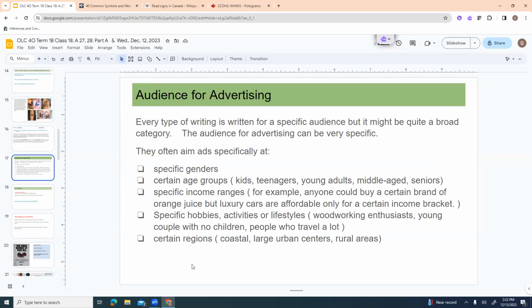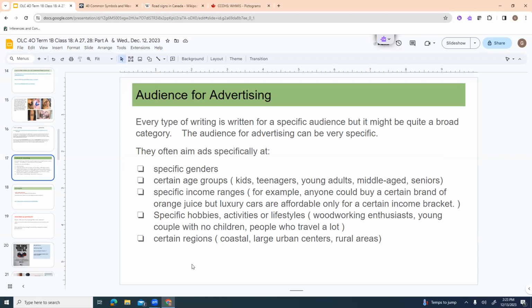Having said that, usually advertisers, it costs a lot of money to create ads and to post them. So they usually think really carefully about who they're trying to get to buy their product, because not everybody's going to buy every product that's sold out there. The audience can be very specific.